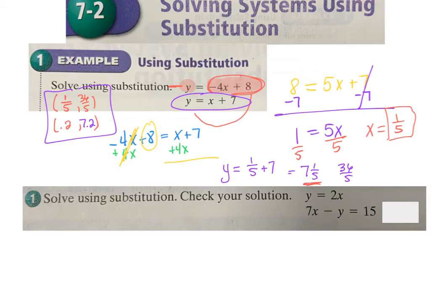All right? So your first step for these, your very first step is to make sure that you have one variable by itself in one equation. All right? So your second step is to take, once you have one variable by itself, you're just going to plug that into the other equation, okay? And solve.